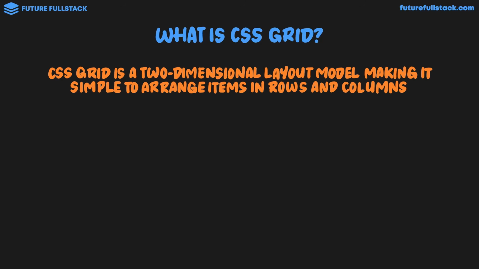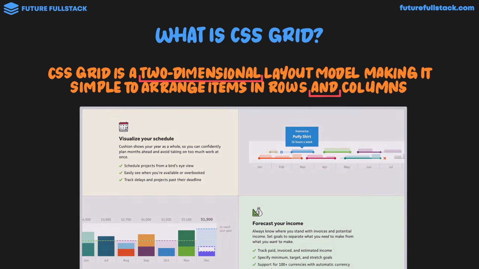Now, the key difference between Flexbox and CSS Grid is that CSS Grid is two-dimensional, and it has rows and columns. If you don't know anything about Flexbox, you can check out my video in the description below. Let's take a look at an example of CSS Grid.